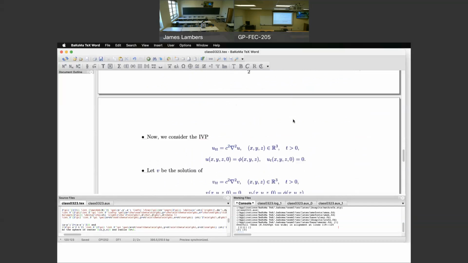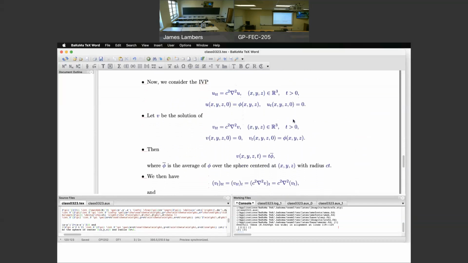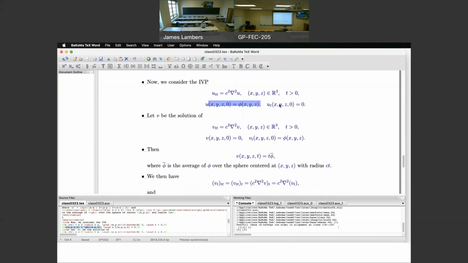Okay, so all of that work to get an extremely simple solution formula. Now we go the other way. This part of the initial data is non-zero, this part is zero. Thankfully, a lot less work because of what we've already seen. We can rely on that.